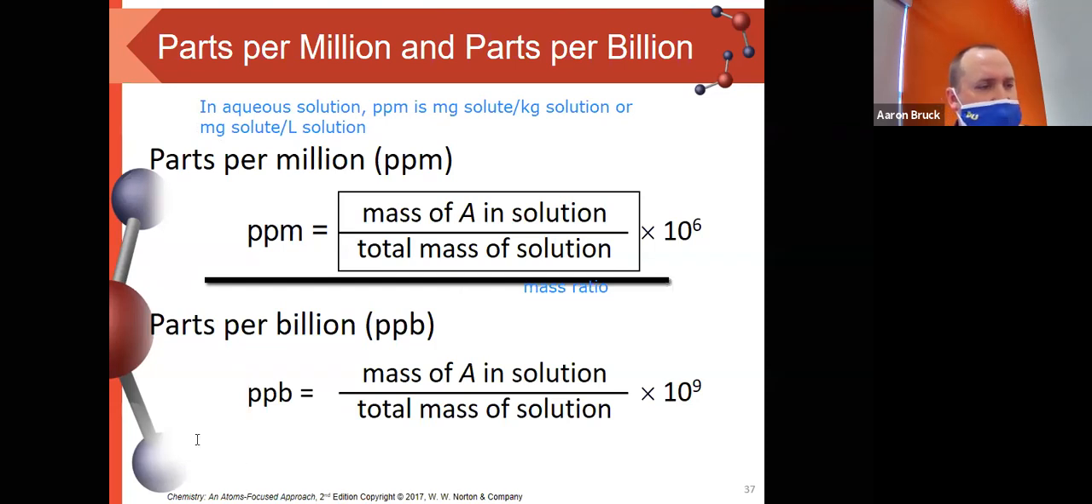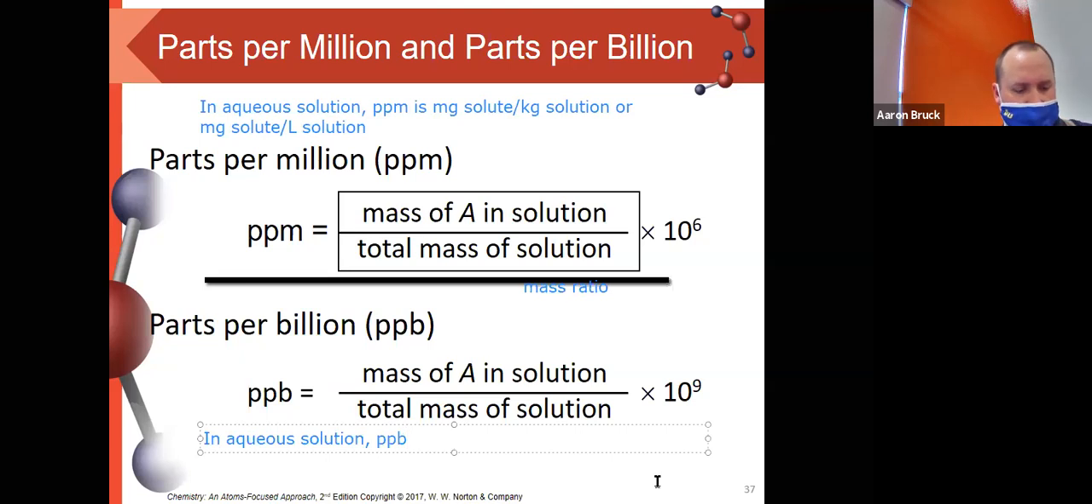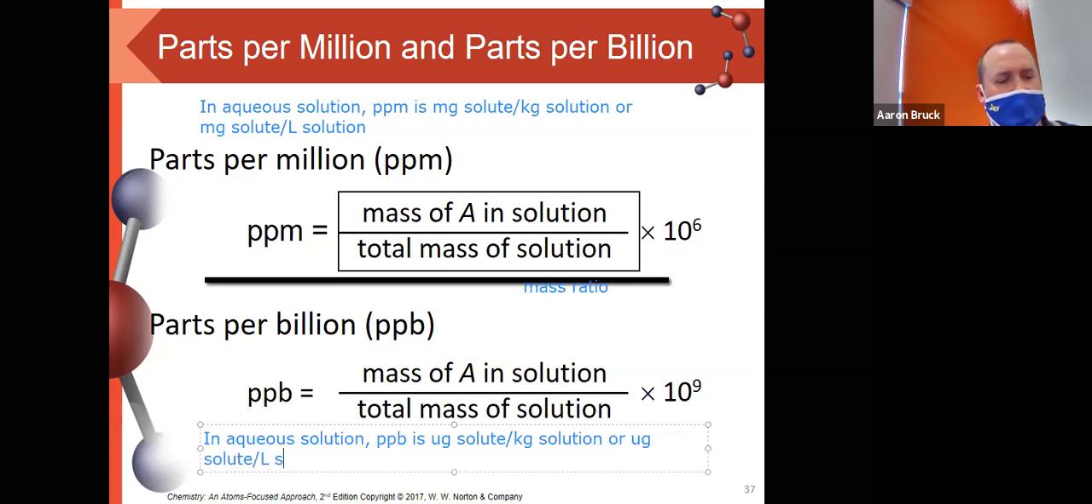And we can make a similar kind of statement for parts per billion. In aqueous solution, ppb, parts per billion, is micrograms of solute per kilogram of solution, or micrograms of solute per liter of solution.